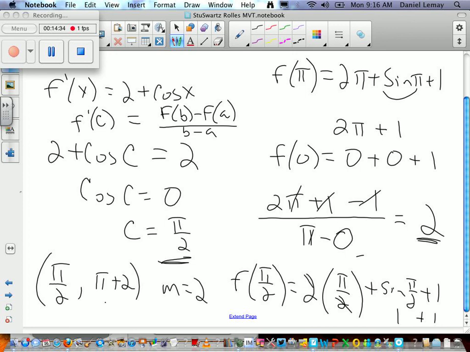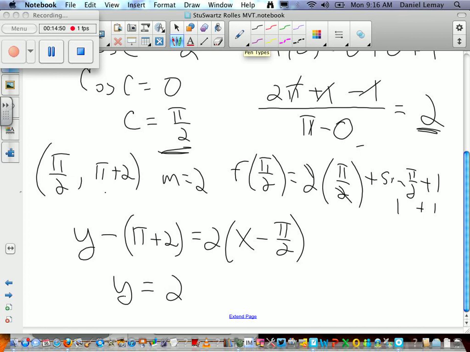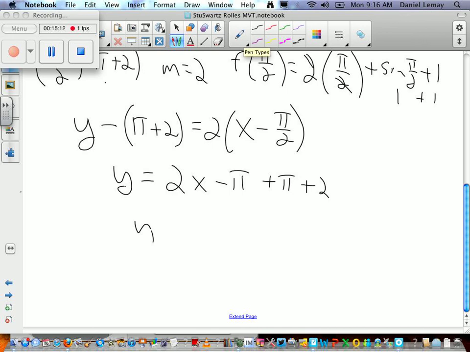So now my equation of my line will be this. And I'm going to put this in a form that I can put in my calculator. Well, maybe we'll just clean it up. I'm going to do 2x minus pi, and then I'm going to add pi over 2 to both sides, or add pi plus 2 to both sides. So the pi's cancel out very nicely. So that tells me that my tangent line is going to be 2x plus 2.